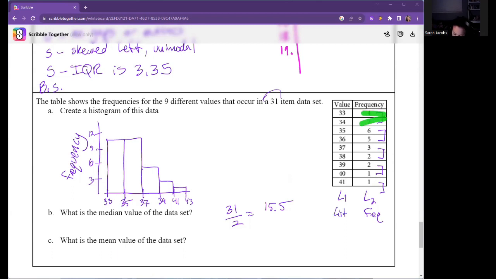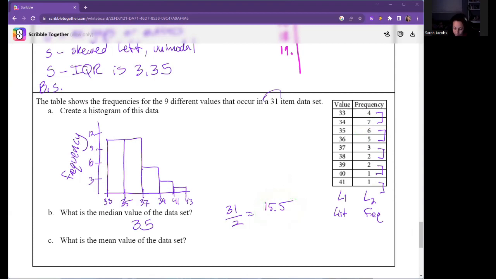So 4, 7, that's 11 plus 6 goes to 17. So 35 has to be our median. Because we were looking for the 16th. We round that up and find the 16th data point.